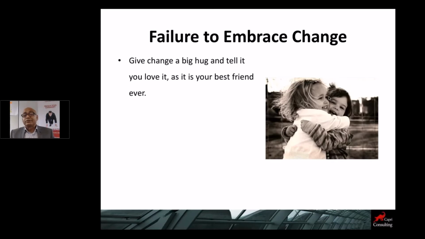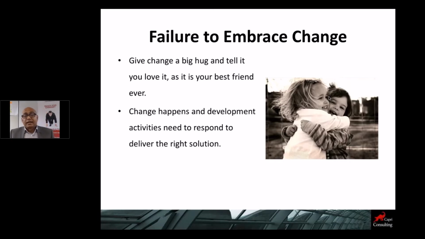So the best way to deal with this is give change a big hug and tell it that you love it as it's your best friend ever. That is how you can just take the change and happily start changing. Change happens, and development activities need to respond to deliver the right solution.